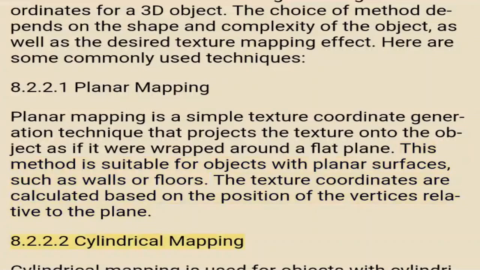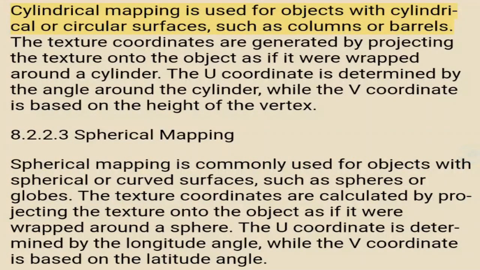8.2.2.2 Cylindrical Mapping. Cylindrical mapping is used for objects with cylindrical or circular surfaces, such as columns or barrels. The texture coordinates are generated by projecting the texture onto the object as if it were wrapped around a cylinder. The U coordinate is determined by the angle around the cylinder, while the V coordinate is based on the height of the vertex.